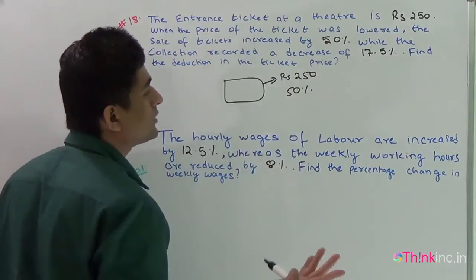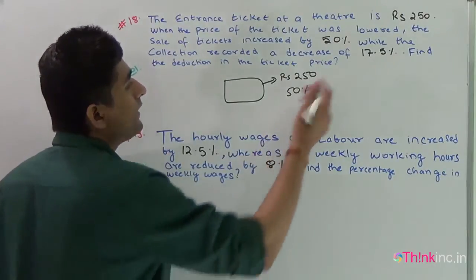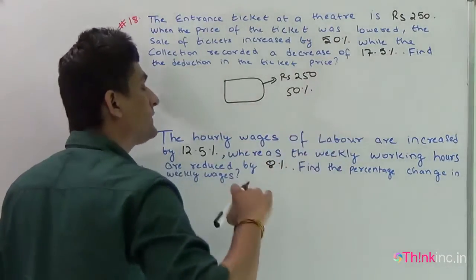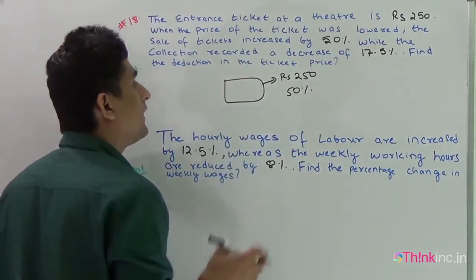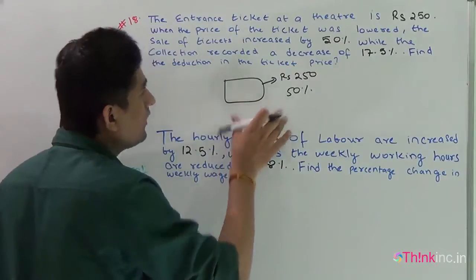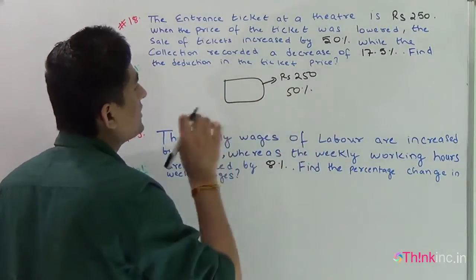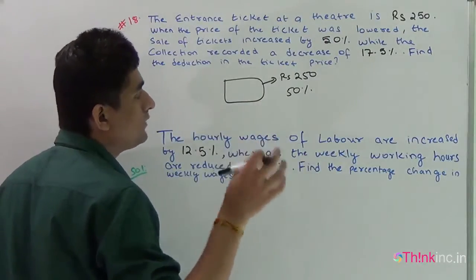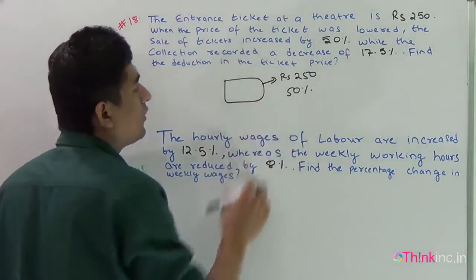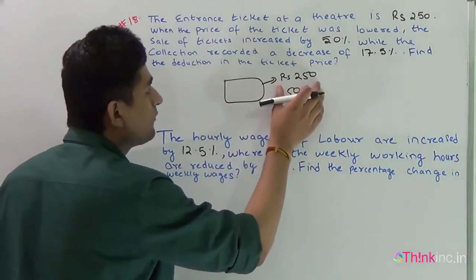Suppose earlier the collection was rupees 100, now it's 17.5% less than 100. That means it's 82.5 rupees. So the question says, now we have to find the reduction in the ticket price. We have to find how much amount the ticket has been reduced from the original amount, that was 250 rupees.